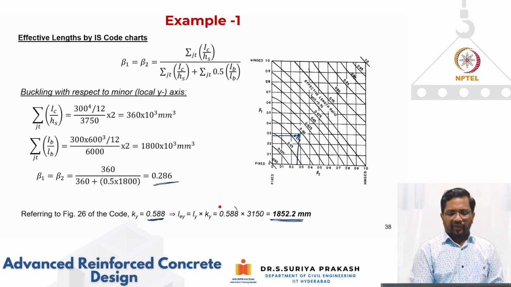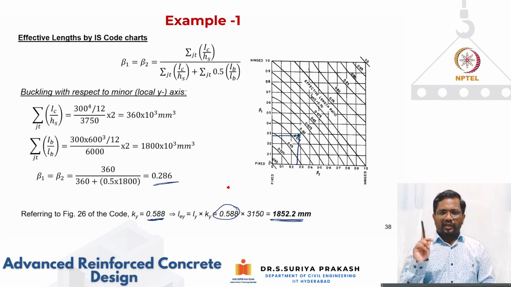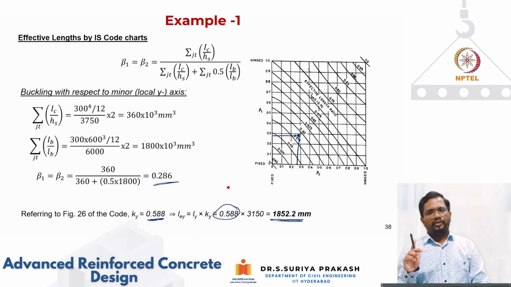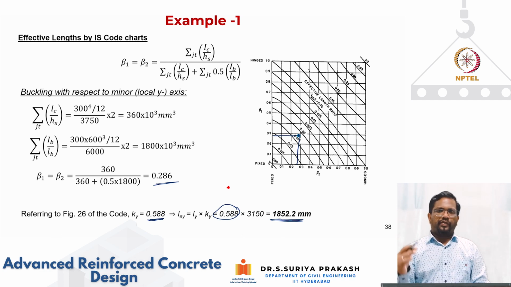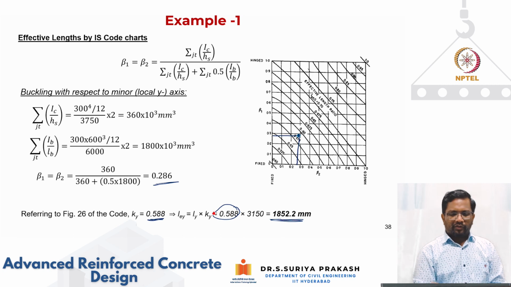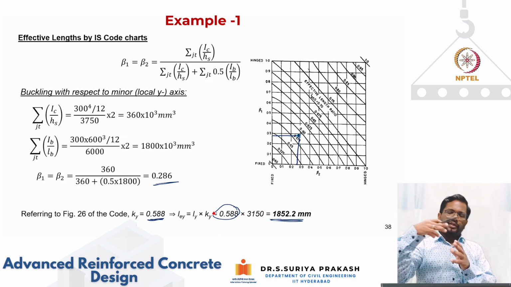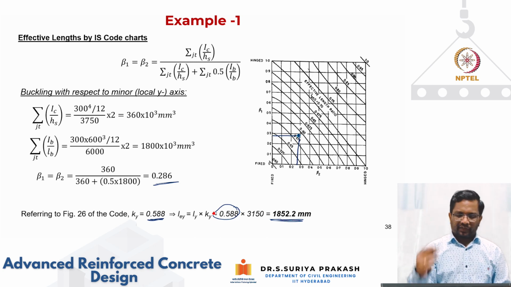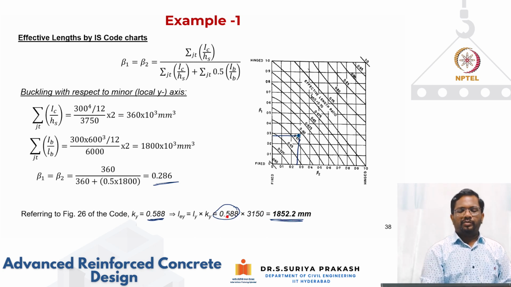Okay, because the K value, you see, again for a braced condition, K value is going to be between 0.5 and 1. So maximum value of K is going to be 1. So this K value is coming very close to that of 0.5, which means what? Basically these joints are very rigid and it is approaching a fixed condition. It's not exactly fixed, but it is approaching.